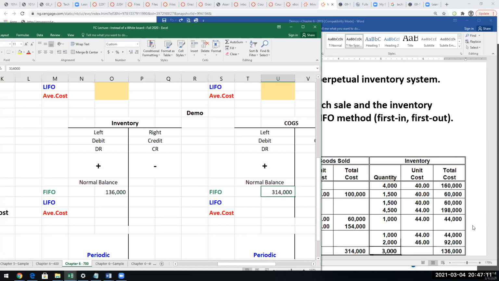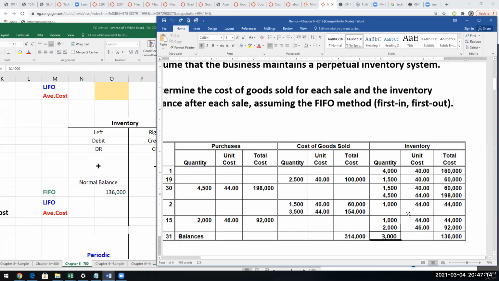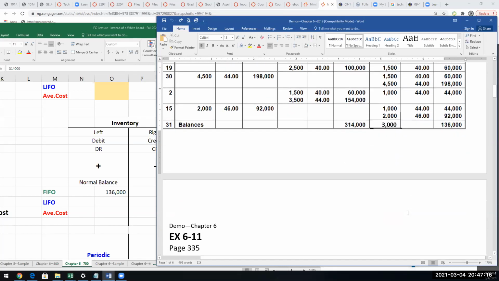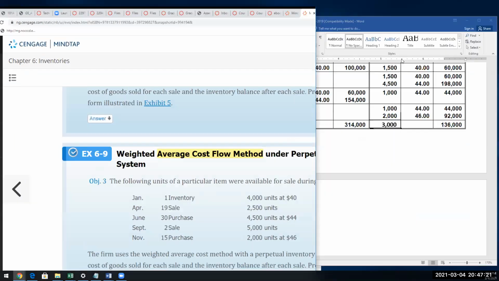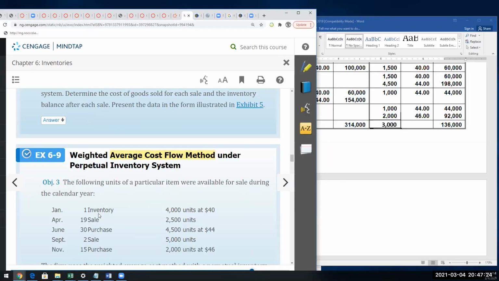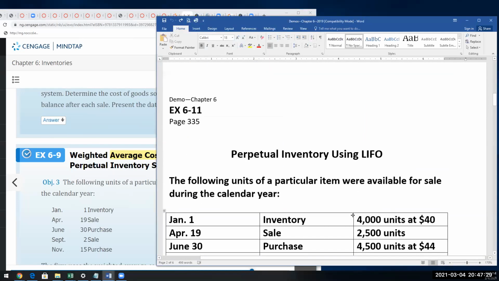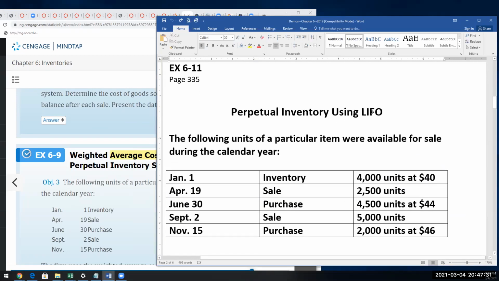All right, so here we go. We're going to go down to the next problem. The next problem is 6-11, and believe it or not, it's the exact same scenario. It's still the inventory, the sale, the purchase, and the sale and the purchase. It's going to be identical. I just copied and pasted. We're using LIFO now, but it's the same scenario, same dates, everything's the same. But watch how the balances change. Our balance sheet's going to be different, and our income statement is going to be different based on the fact that we're doing last in, first out inventory assumptions.